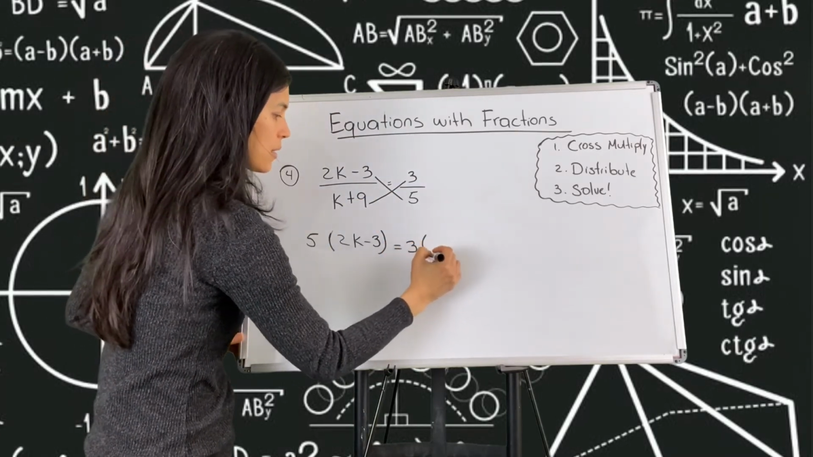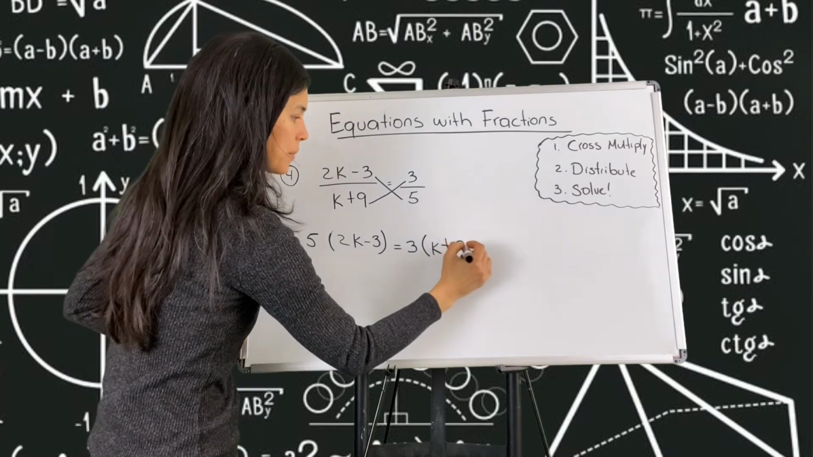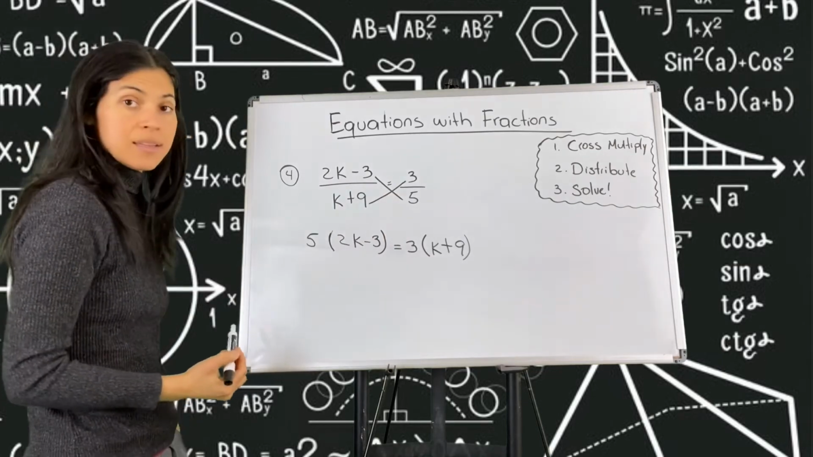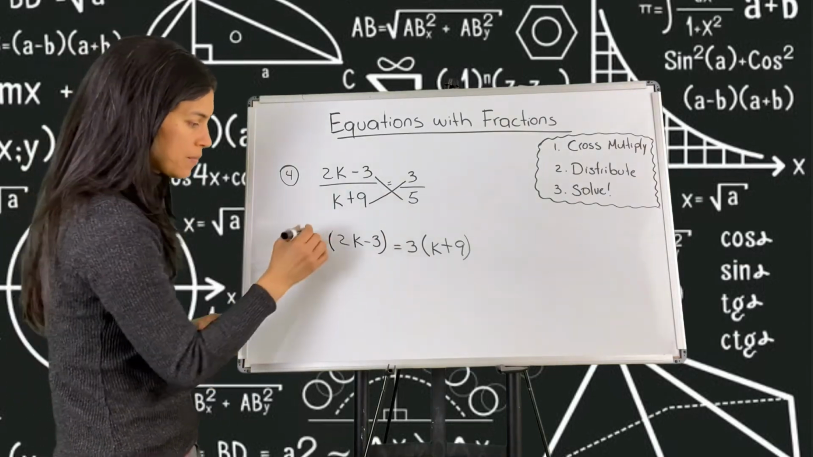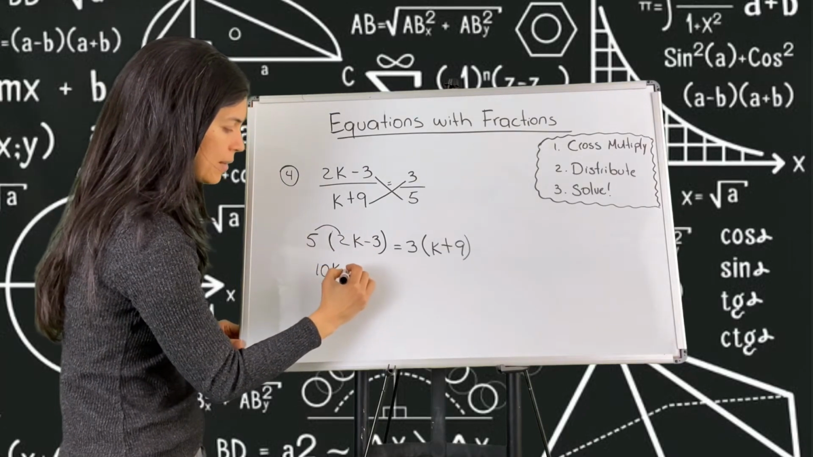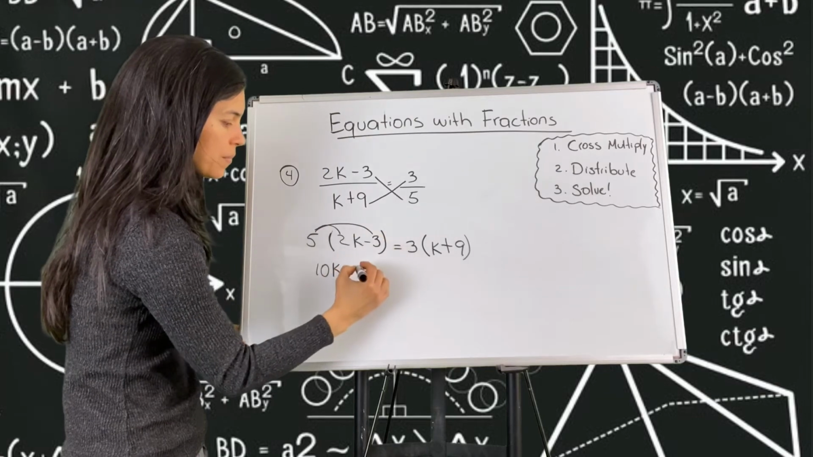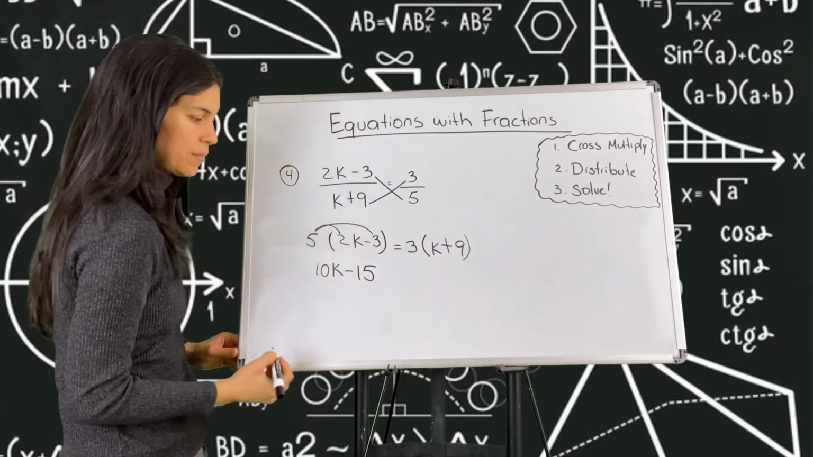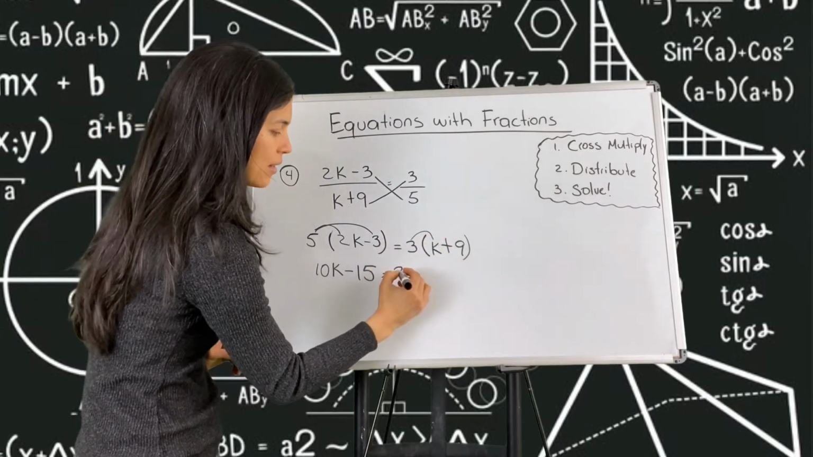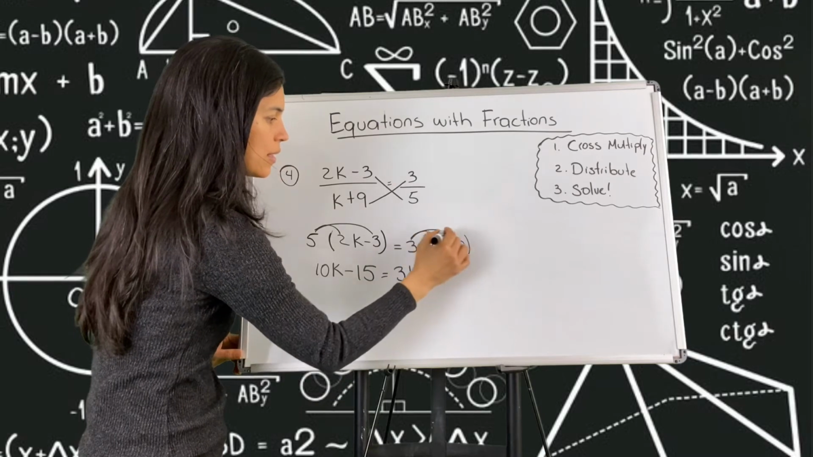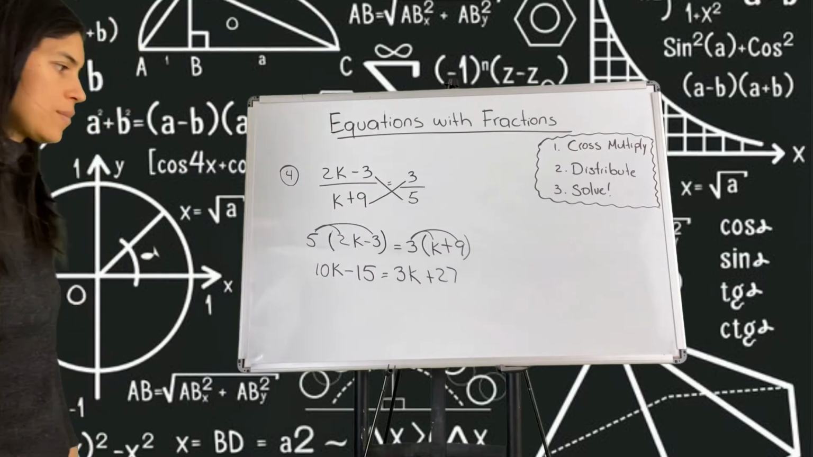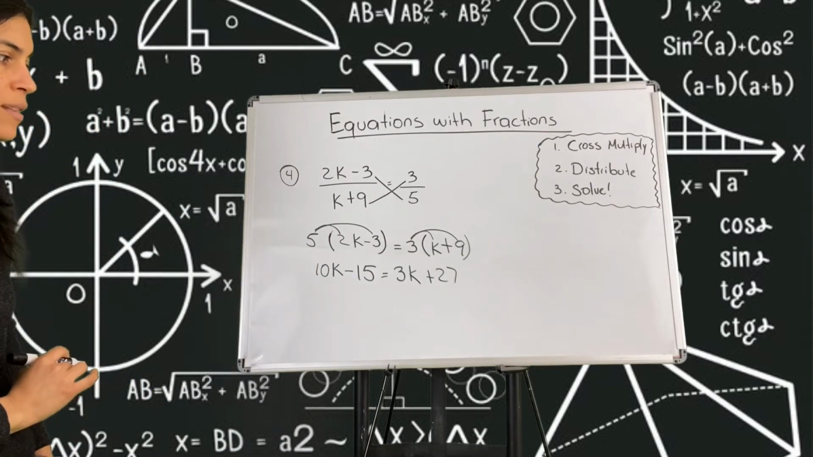3 times k plus 9. See, I multiply this whole term by 3, this whole term by 5. Now I have distribution on both sides. Let's do 5 times 2, that is 10. Don't forget the k, minus 5 times 3, that is 15. And this is equal, let me go to the other side. 3 times k is 3k, and 3 times 9, there is a plus here, is 27. Now I have my equation and I can solve.